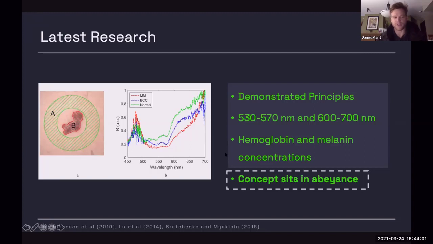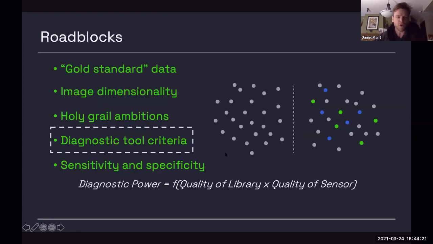There's been a bit of research, but I don't see any prospect from my review of the literature that this has any chance of widespread clinical adoption in the next couple of years. And I don't think that's a problem with hyperspectral. So I want to explain my view on this. So what are the roadblocks? Well, I think there's a few.